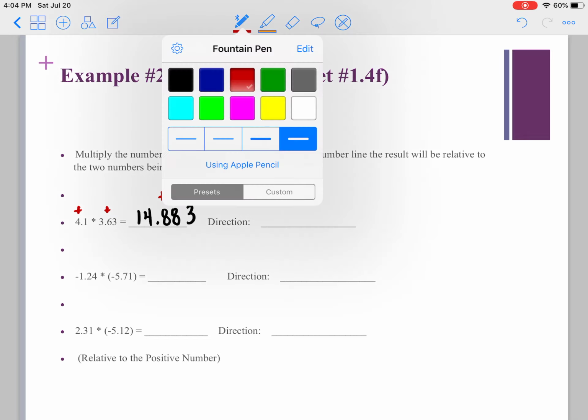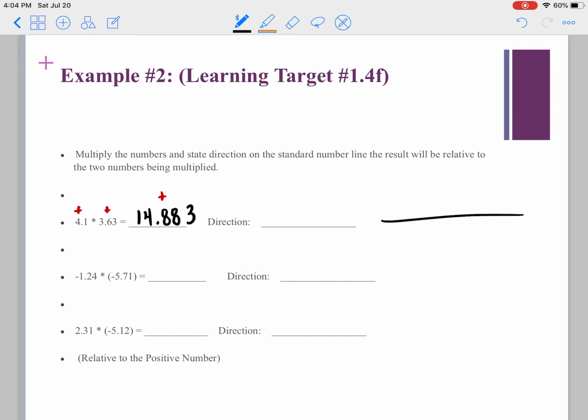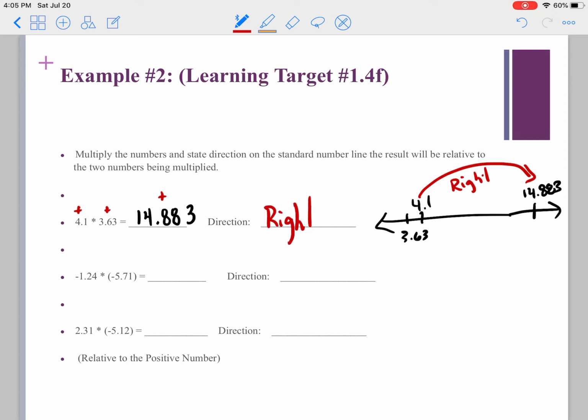And if we were to draw a number line, we would know that on that number line you would have approximately 3.63 here, 4.1 here, and then way over here somewhere further down the number line we would have 14.883, and in order to move there we would move to the right on the standard number line.